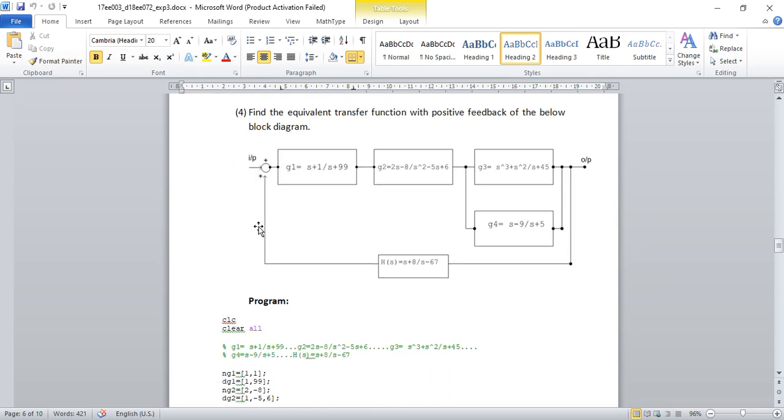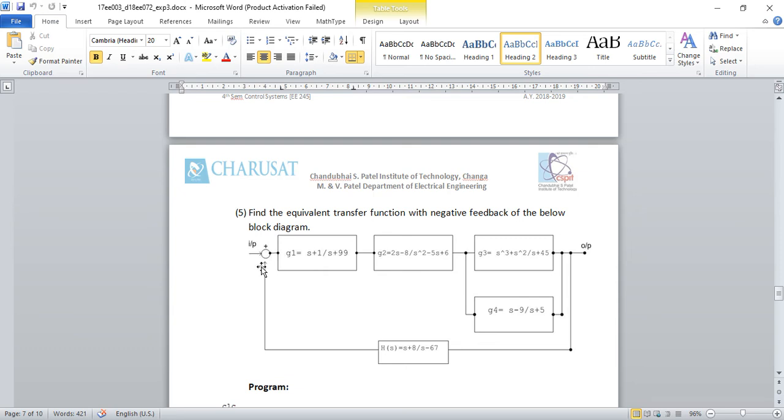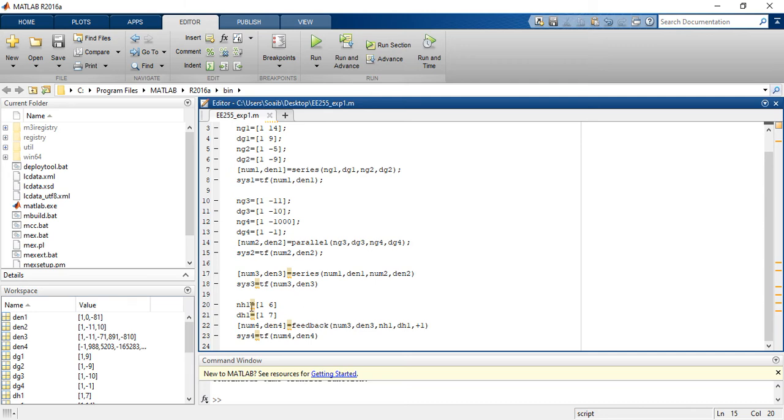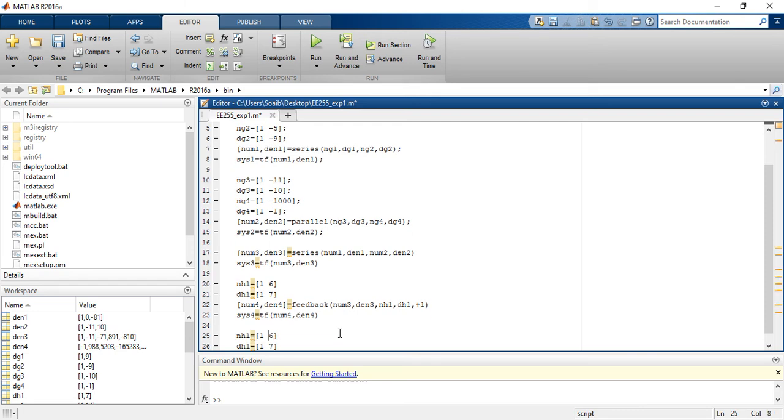Okay, the fifth one is the feedback with the negative sign. There is a small change over here. I'm taking this only, that is nh1 and dh1. Let us try to see the other side. Let us say we have nh2 and dh2, whose transfer function is, I'm sorry, it will be 5 and 4.